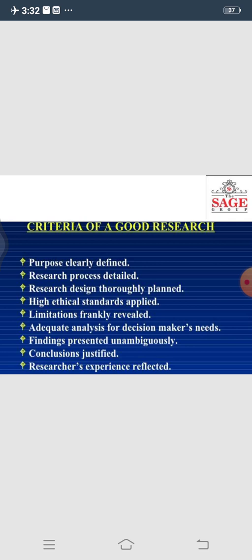Adequate analysis for decision makers' needs. Analysis should be done very strongly, and only then will we be able to make the correct decision. Findings presented unambiguously means whatever result we are showing should be clearly stated so that decision making becomes easy. Then the conclusion should be justified. When I say that party A is going to win, I need to have some data backing for saying party A is going to win.